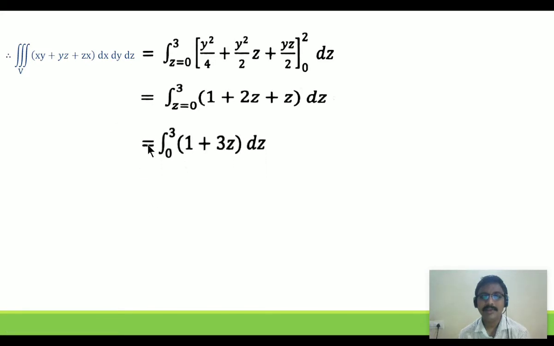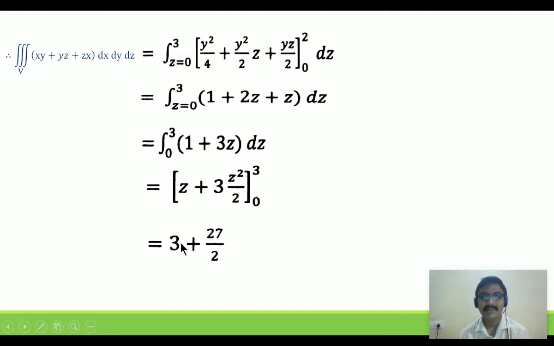integral 0 to 3, 1, 2z plus z is 3z dz. Now integration for 1 with respect to z is z, 3 constant, z integration is z square by 2. Substituting upper limit as 3 and lower limit as 0. We will have 3 plus 27 by 2.